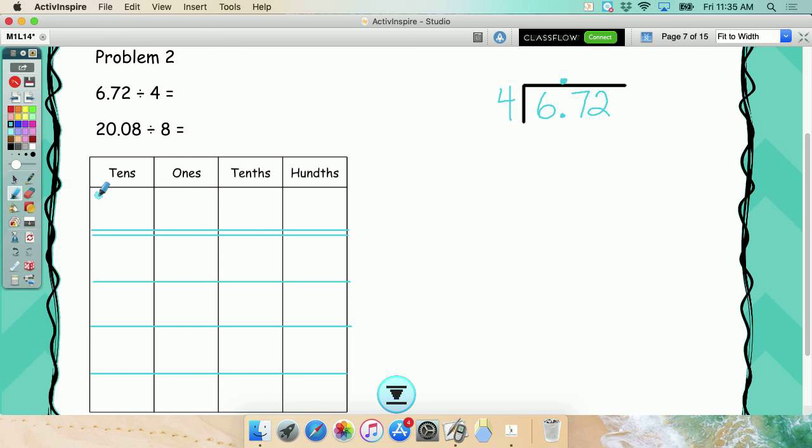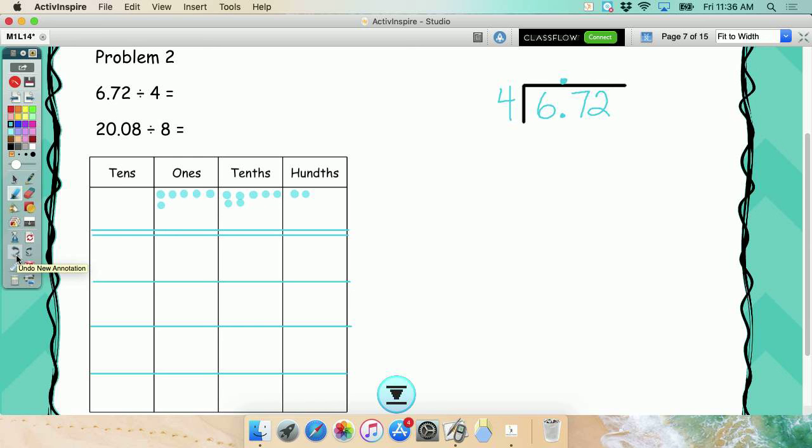I also need to put 6, 7, and 2 on there. All right, is it correct? Okay. 6, 7, 2. Okay.